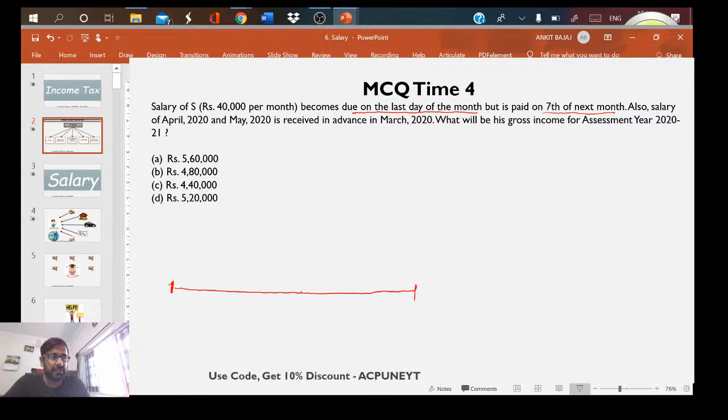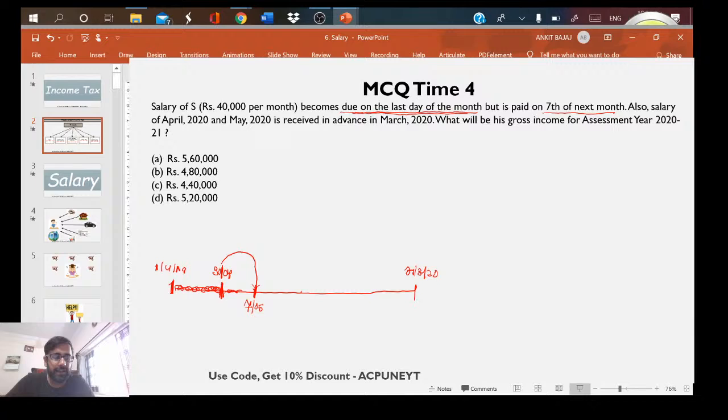So let's suppose the question is given. Mr. S has joined the job on 1st April 2019 and he will work till 31st March 2020. Now what is his salary structure if he is providing services for April month? His salary gets due on 30th April. Is it clear? His salary is due on the last day of the month but paid on 7th of the subsequent month.